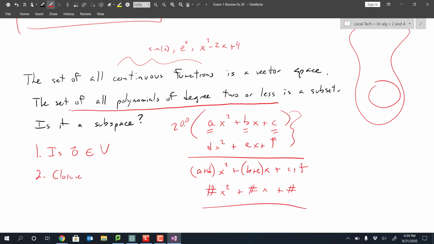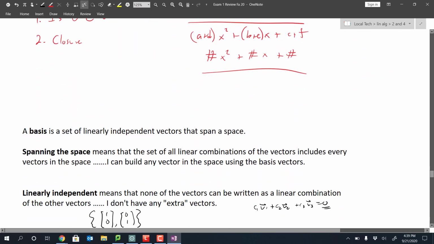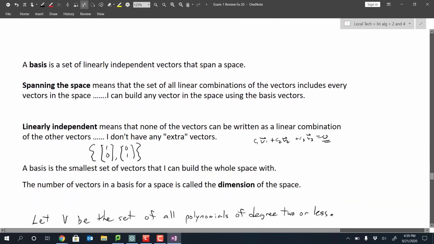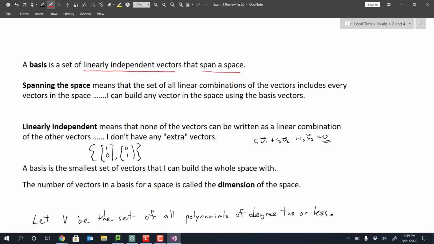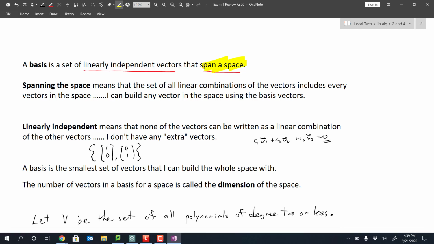That means if it's a vector space, we can talk about this vector space in terms of vector space vocabulary, such as basis. What is a basis? It's a set of linearly independent vectors that span a space. Okay, so there's two sub-vocab words in our definition of basis. To span a space, what does that mean? Spanning a space means that the set of all linear combinations includes every vector in the space.